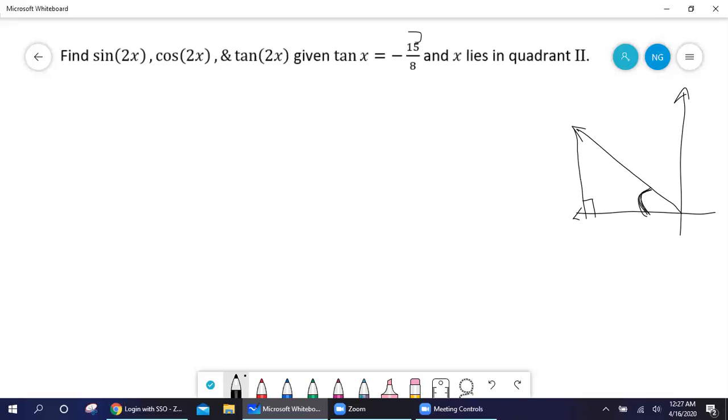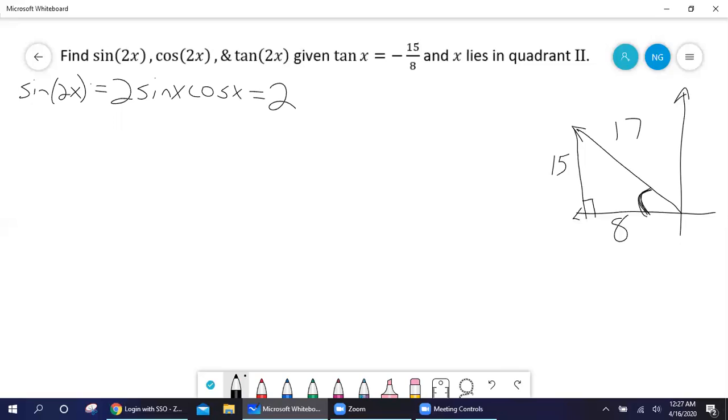Remember, tangent is opposite over adjacent. So this means the opposite is 15, the adjacent is 8. If you do some Pythagorean theorem on this, you will get that the hypotenuse is 17. So I can find any trig value I want. I'm trying to find first the sine of 2x, using the identity. Remember, it's not just double the sine, it's 2 times the sine of x times the cosine of x.